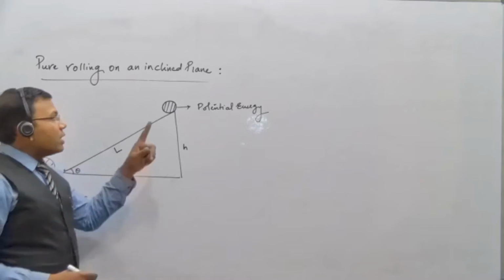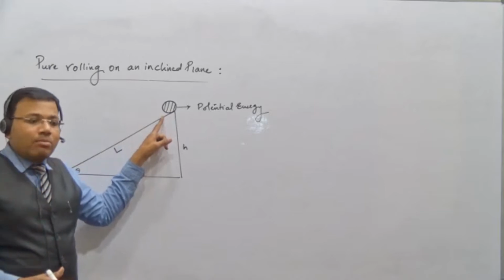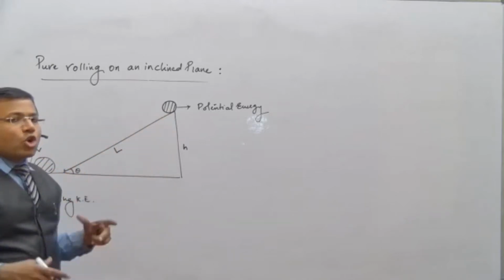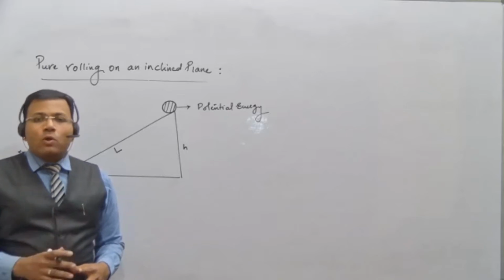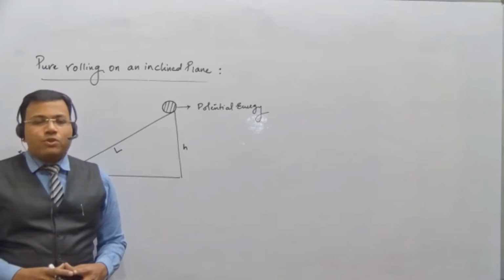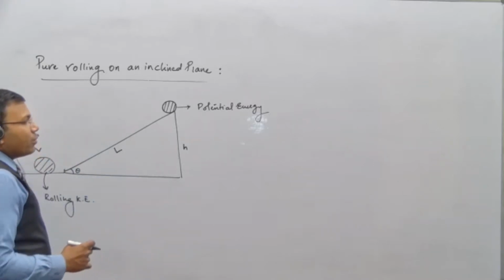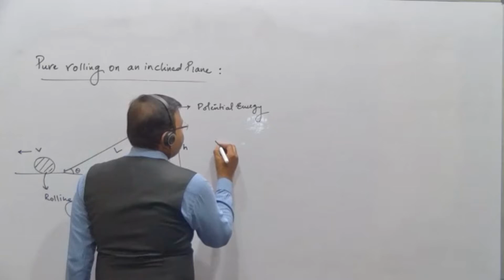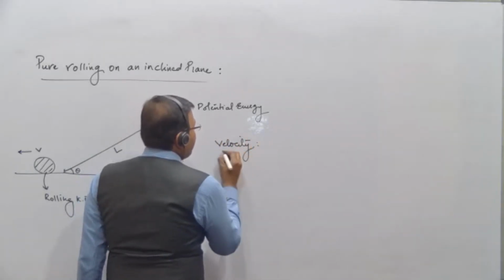Next, this object will take some time to come down the inclined plane. So how much is the time taken by that object to come down the inclined plane? That also we are going to discuss under this topic. So one by one we are going to discuss. The first one we are going to discuss here is the velocity with which it is going to come down.